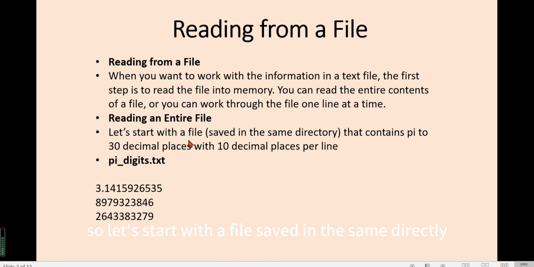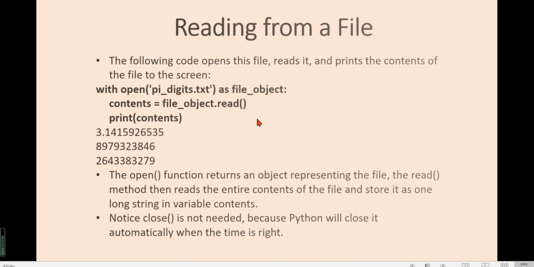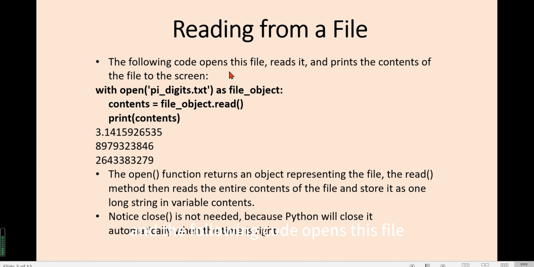Let us start with a file saved in the same directory that contains pi to 30 decimal places, with 10 decimal places per line. The file is like this. And the following code opens this file, reads it, and prints the contents of the file to the screen.